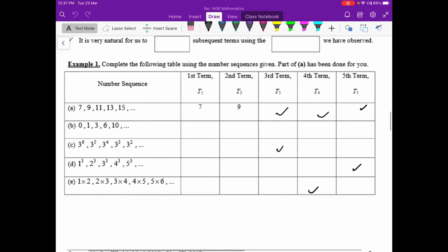Number patterns. The video already covered some of these blanks. So all we need to do is to just fill in the rest of the blanks. Okay, let's start with part B.